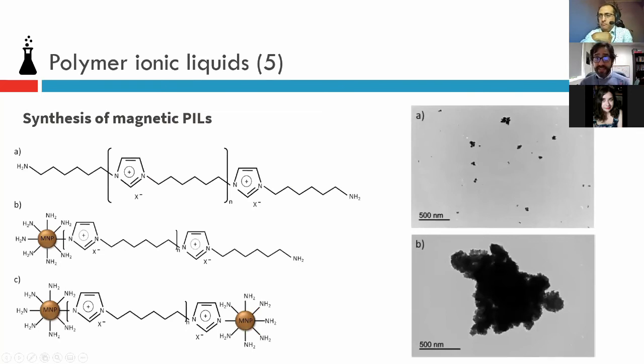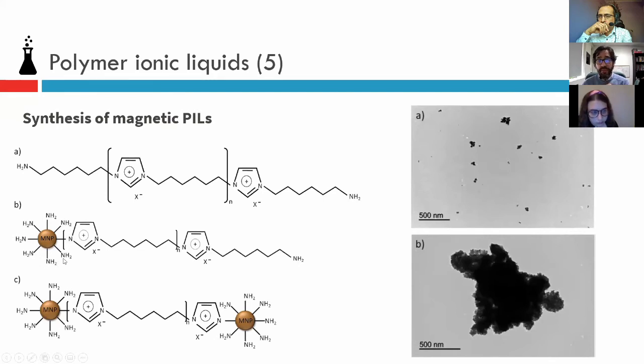What are the types of materials that we have prepared with this Radiaszewski reaction? We have synthesized magnetic polymeric ionic liquids. You can see here the structure of the polymeric ionic liquid, and here you can see the different structures that can be created if we use magnetic nanoparticles covered with amine groups as reagent.